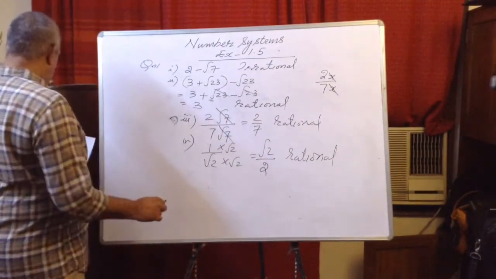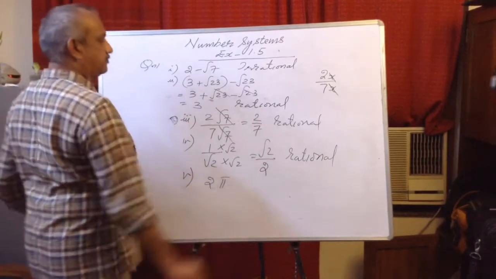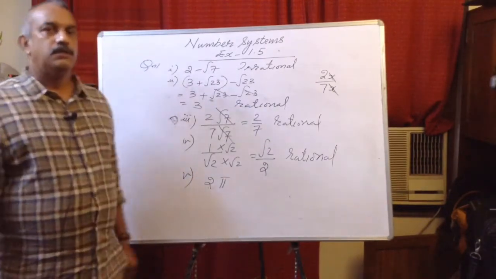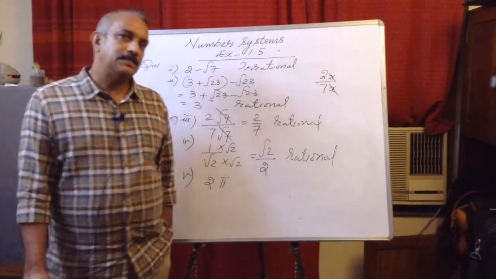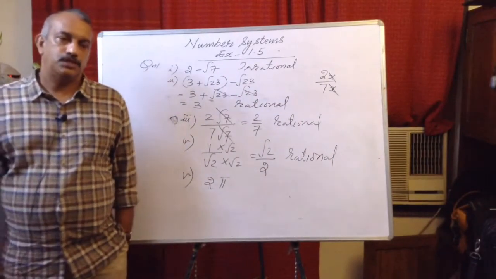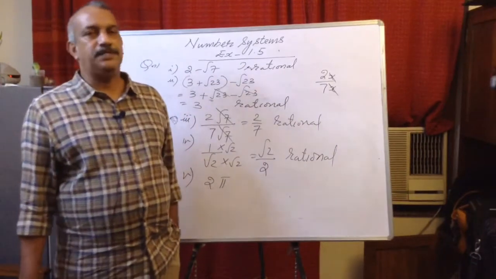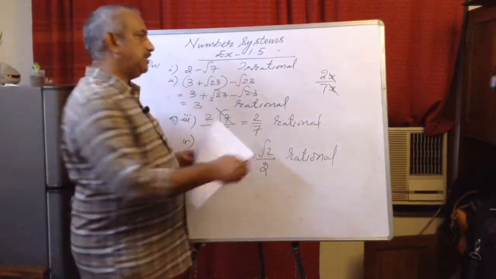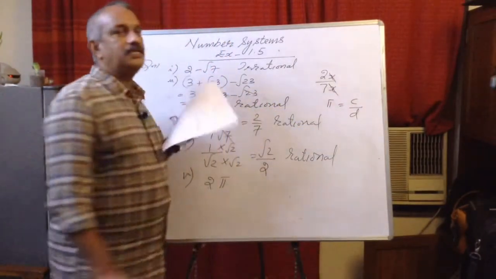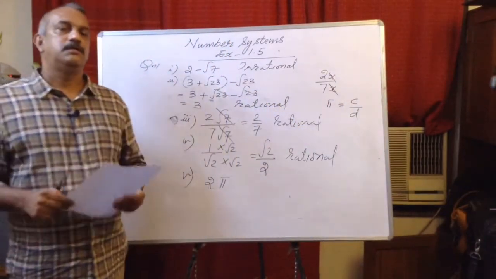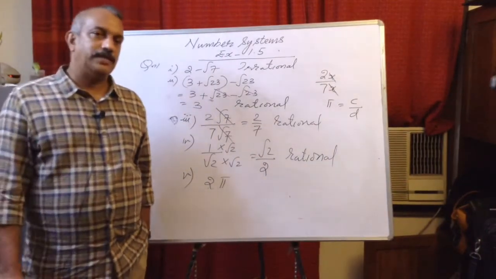Then last one, 2 pi. Now we have learned that pi is an irrational number. Why is pi an irrational number? Pi is the quotient of the circumference of a circle, or perimeter of a circle, and diameter, C upon D. Pi is equal to C upon D, but still it is an irrational number. What is the reason? It is because the circumference of a circle we cannot find out exactly.